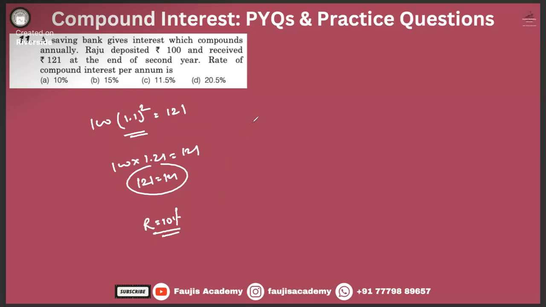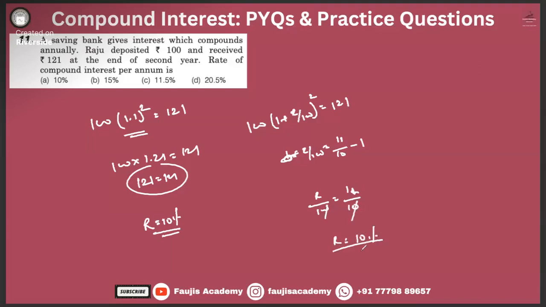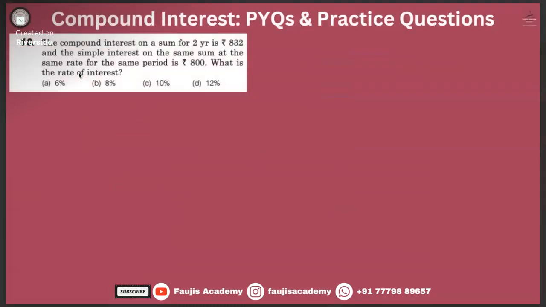10%. Yeah, or if you don't know, for example, let's say for the other audience, those who do not know, 1 plus r by 100 whole square is equal to 121. That means 1 plus r by 100 is equal to 11 by 10. Minus 1, this one gone, r by 100 is equal to 1 by 10. This one gone, r is equal to 10, 10%, sir. Right? Clear now? Yes. Yeah.